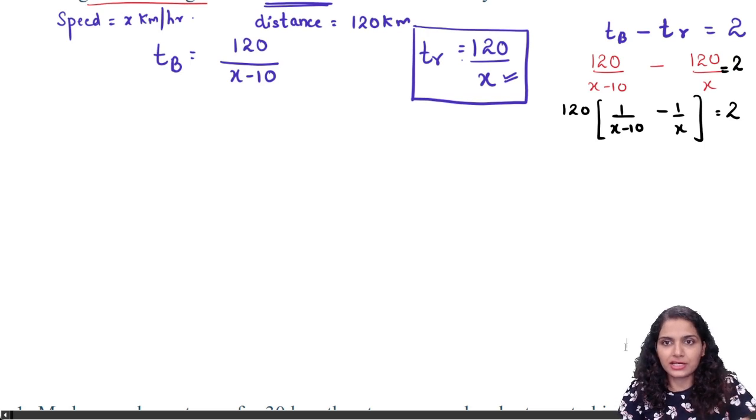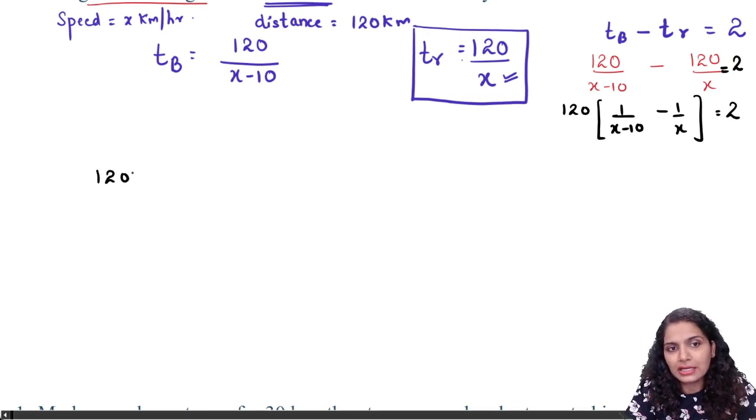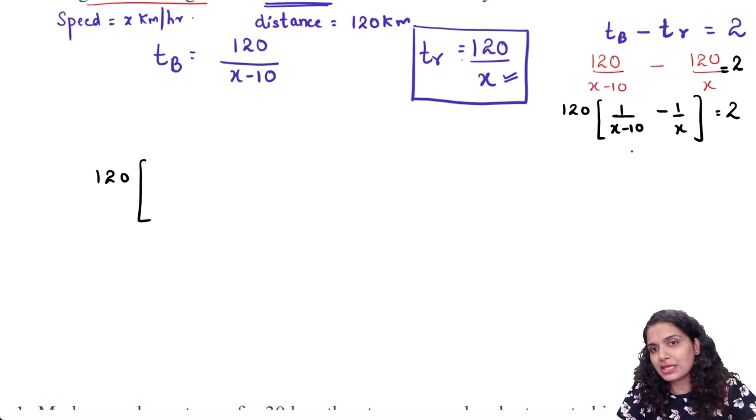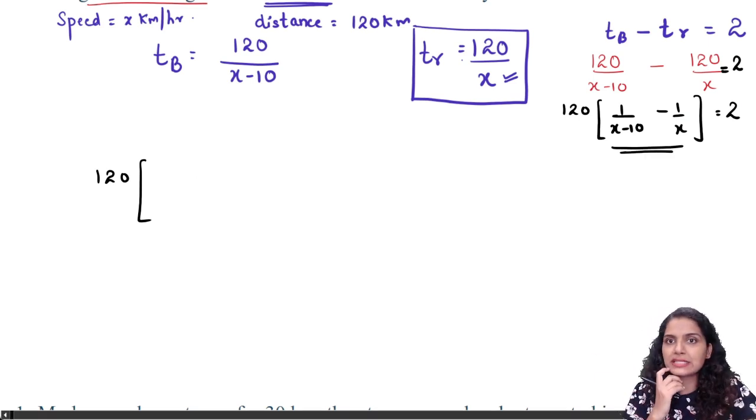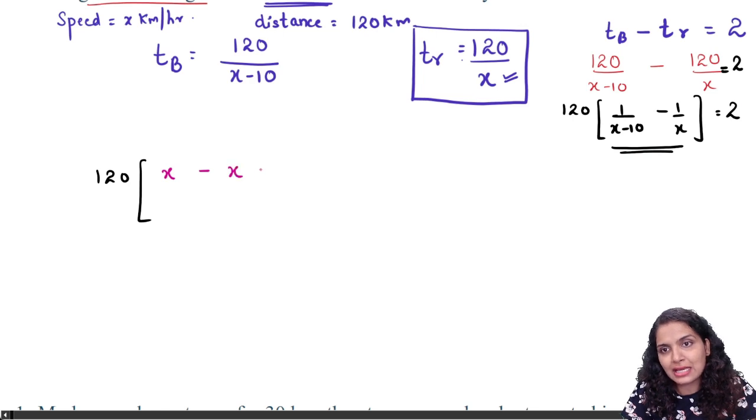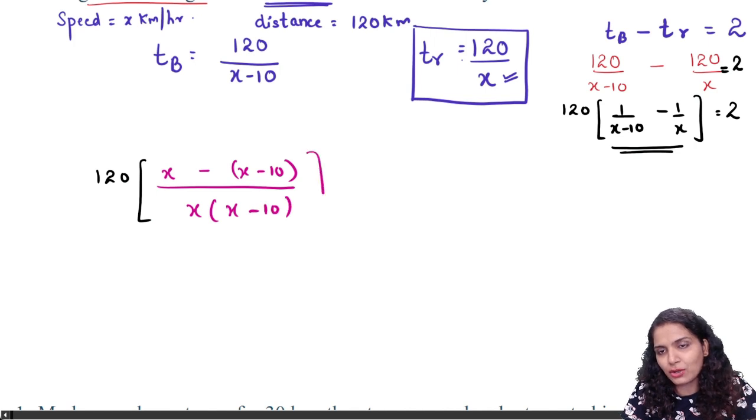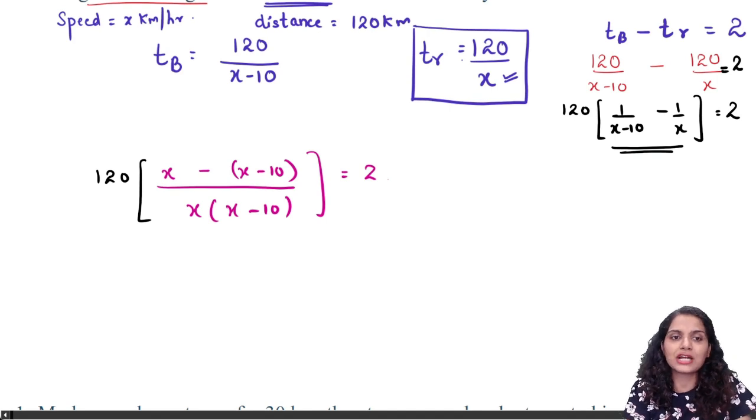Okay, let's continue this. So 120 and x. Now for this part, I'm going to take the LCM. I'm going to solve this bracket, of course, by taking the LCM. And how can I do that? x minus x plus 10. Any doubt over here? If yes, then I'm going to put the bracket and now it will be even more clear to you. This is how we take the LCM, right? Or how we solve something which is in the bracket. Correct? So that's what we are doing.